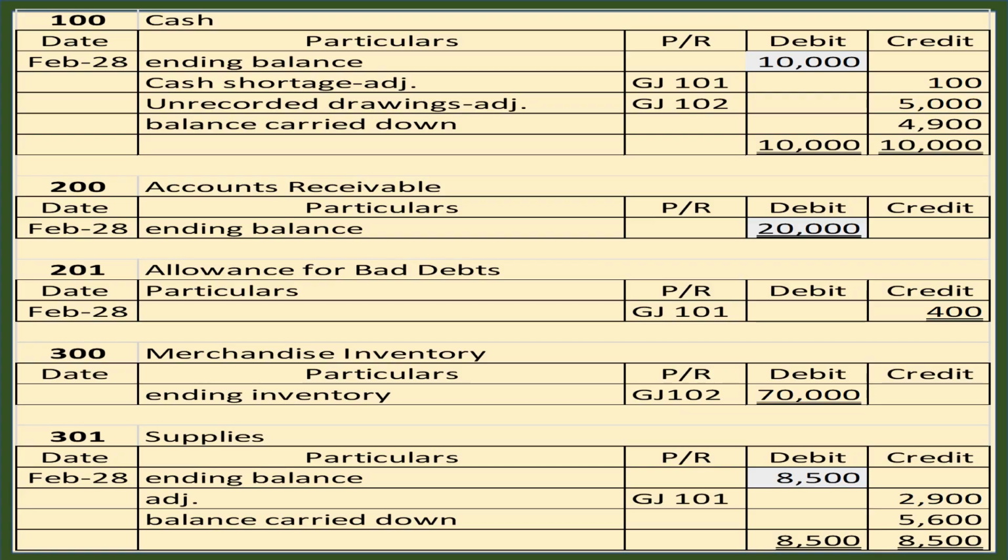So these are the ledger accounts to which the journal entries are posted. Take note that this has a journal number now, because every time there is a posting to the ledger, it should be cross-referenced from what journal page that entry came from. So this ending balance of course has no page number because this is a balance forwarded from a ledger, not taken from a journal. Okay, so these are all the postings to the ledger.